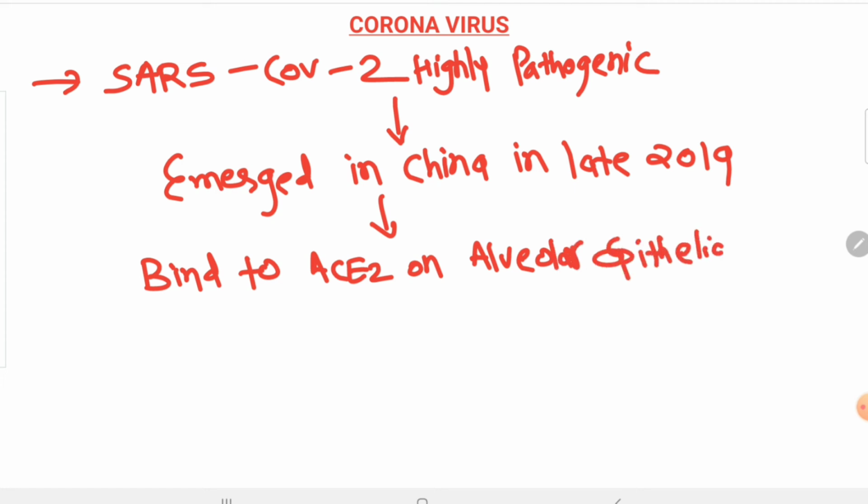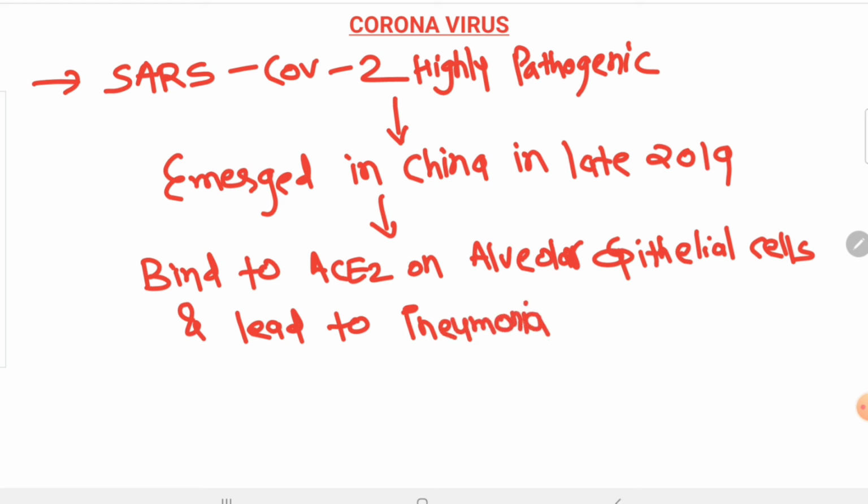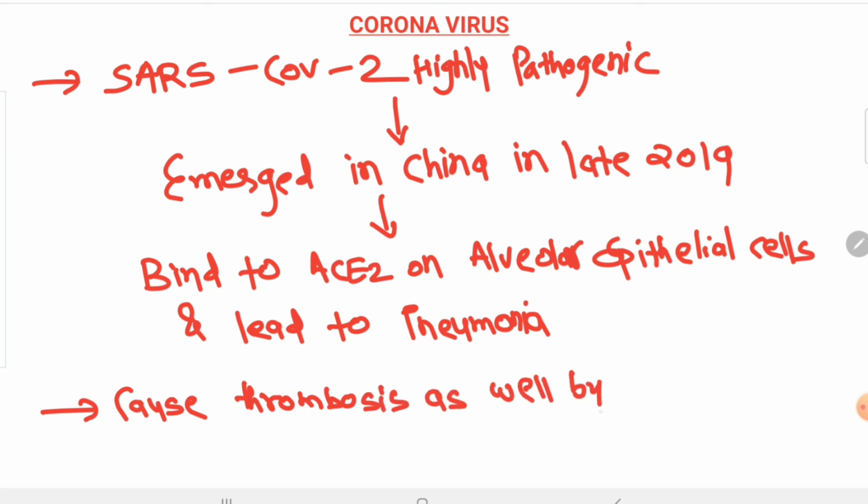and so it will lead to development of pneumonia. It will damage your alveolar epithelial cells by binding with the ACE2 receptor. In that way it will lead to pneumonia development. It can commonly lead to ARDS as well, acute respiratory distress syndrome. And the main feature of this virus is that it can lead to cytokine storm, and so the patient can develop thrombosis. Patient can undergo DIC.